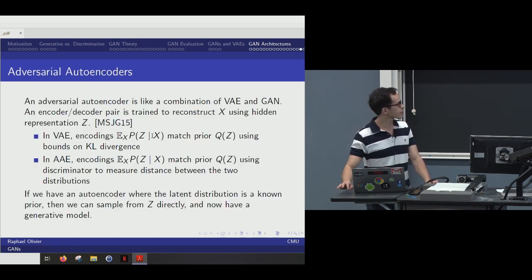All right, adversarial autoencoders. They're sort of a combination of VAEs and GANs.